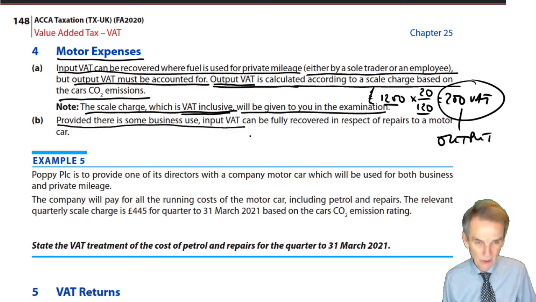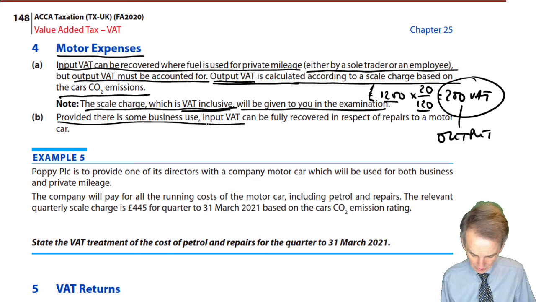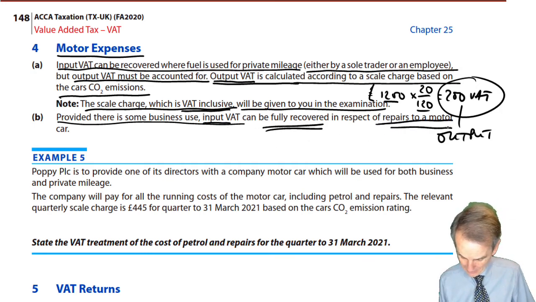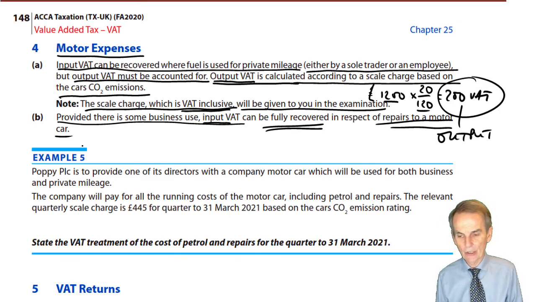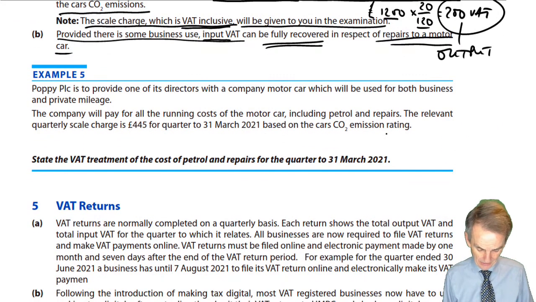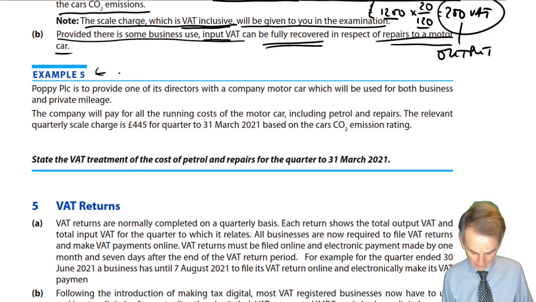Provided there is some business use, which there'll always be, input VAT can actually be fully recovered in respect of the repairs and the maintenance of a car. So the only time we're going to restrict the amount of input VAT in relation to a motor expense is in relation to fuel. How do we do it? By reference to the scale charges provided by HMRC. The figure will be given in your question. You take 20/120ths of that and show it as output VAT. Job done.